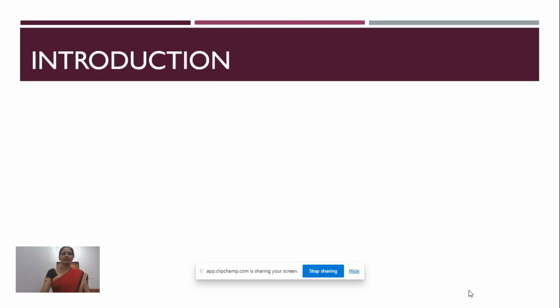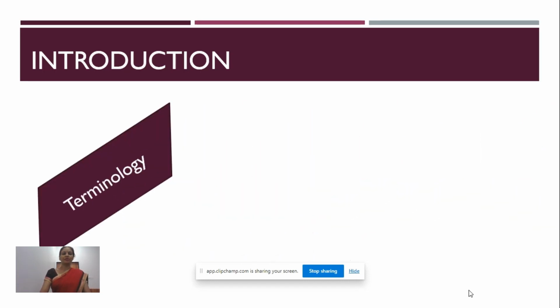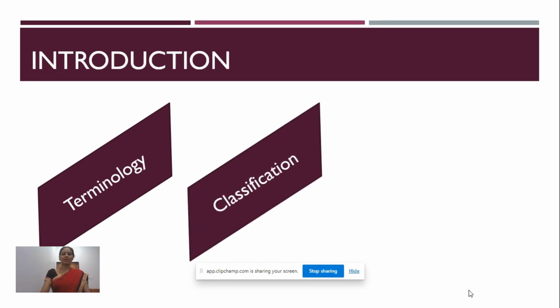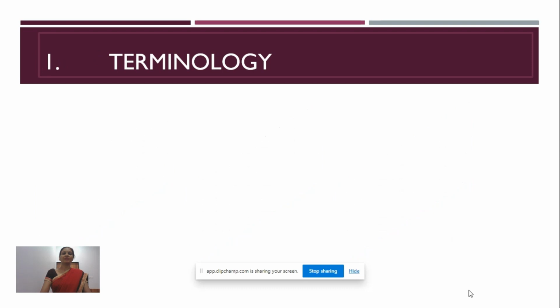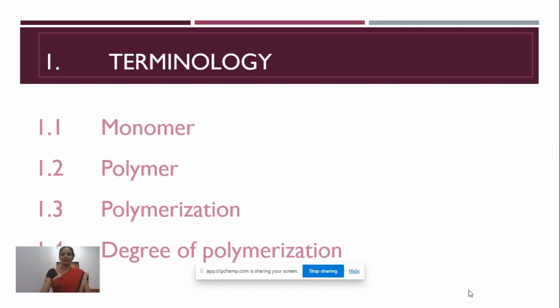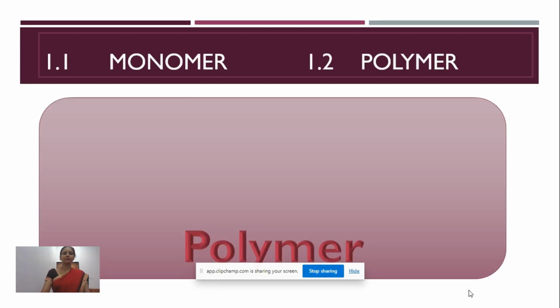Today, we are starting with polymer chemistry. This presentation includes the following parts: terminology, classification, molecular weight determination. First, we are starting with terminology. Under this category, we will discuss the following points: monomer, polymer, polymerization, degree of polymerization.